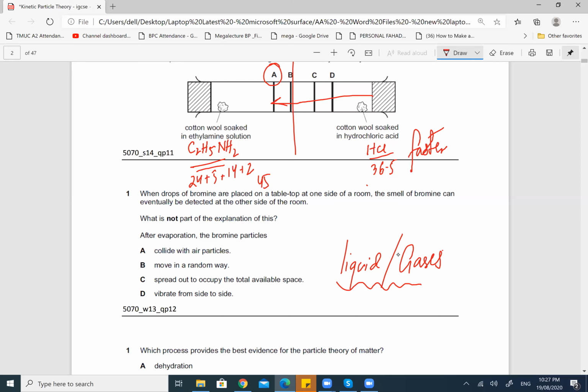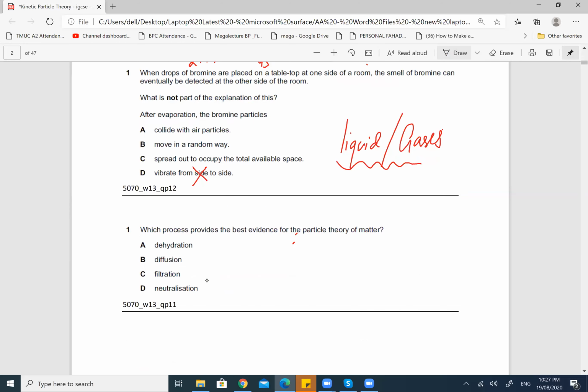Okay, that's fine. So basically, solids don't diffuse. Solids don't jump from one corner of the room to the other corner of the room. They vibrate from side to side. That's incorrect. So you were supposed to mark the incorrect one.